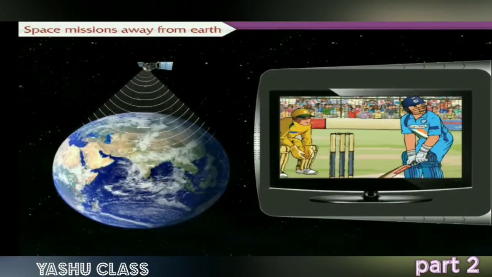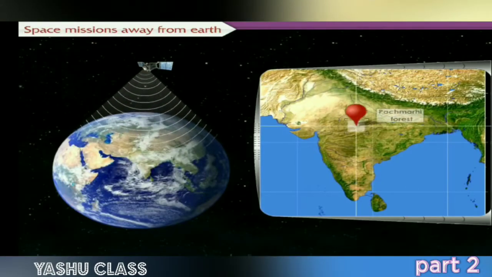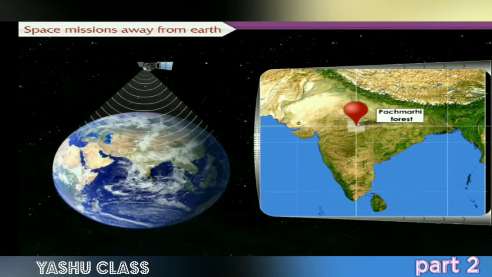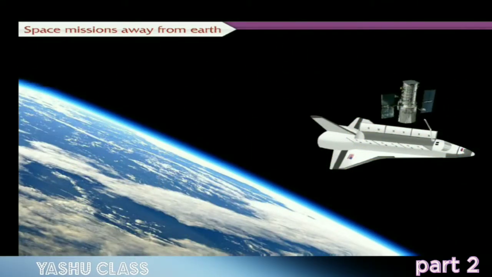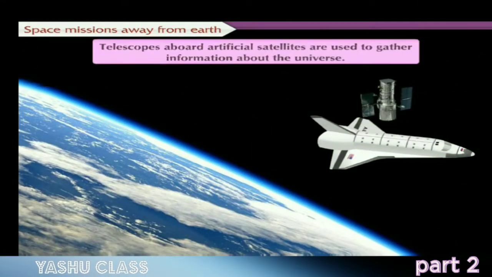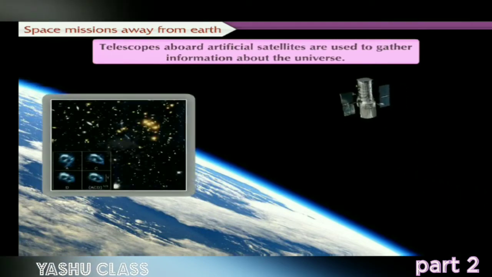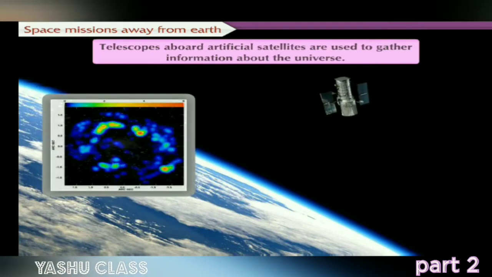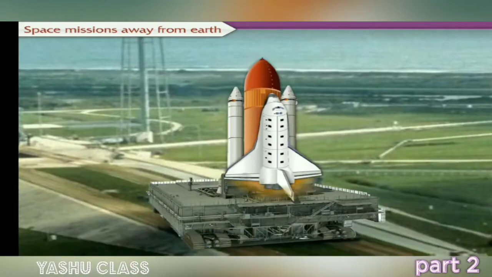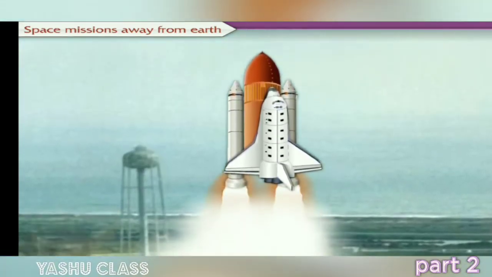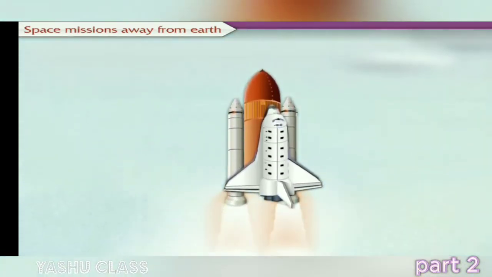Space missions away from the Earth. Our lives have become more and more enriched with the help of artificial satellites. We have learned that telescopes aboard artificial satellites are used to gather information about the universe. Similarly, some space missions are used to gain further knowledge about the universe.